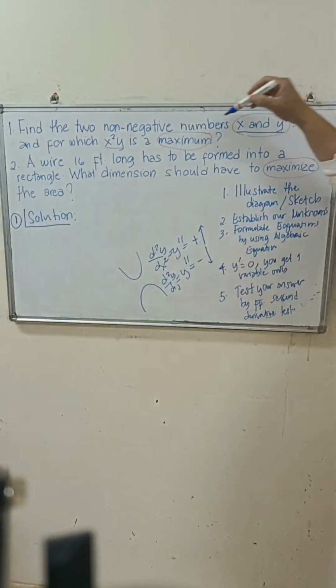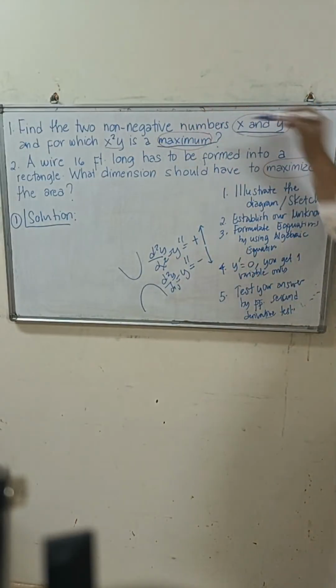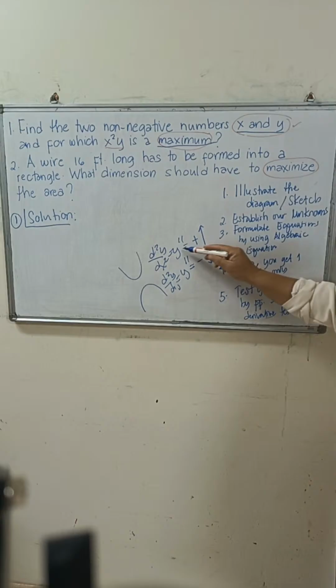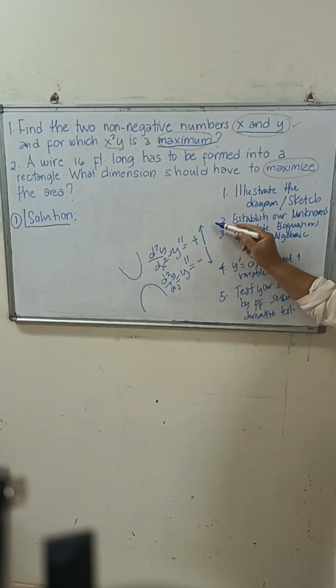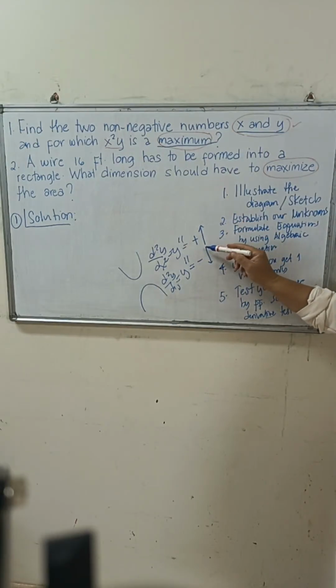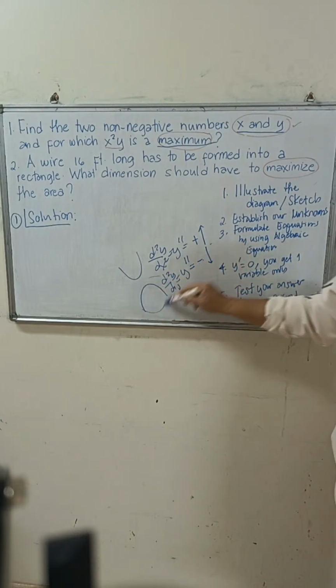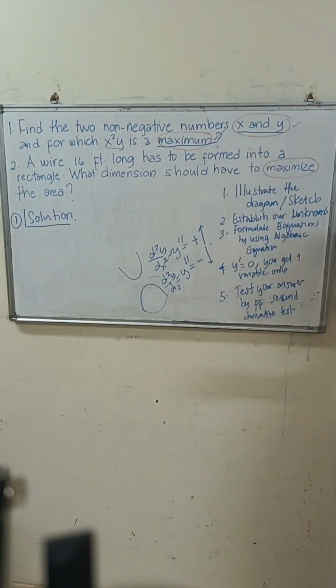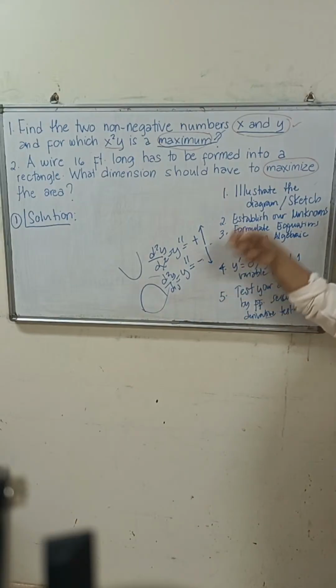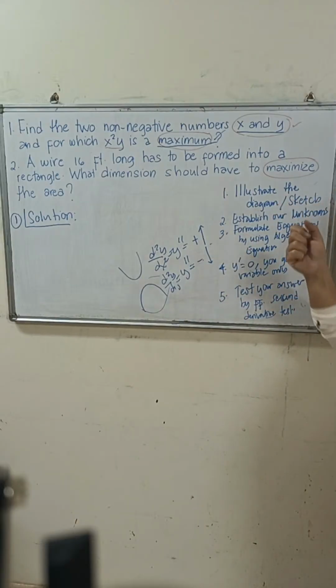So this is our identification, maximum. We need to get our y double prime, and it should be negative, because this one is a maximum. So it will give you an idea that you get the correct answer. But if you don't test that, maybe you are getting an incorrect answer.